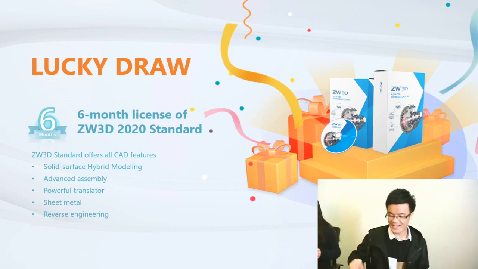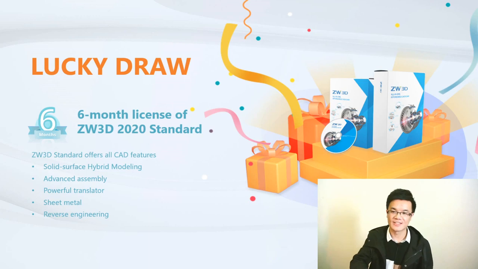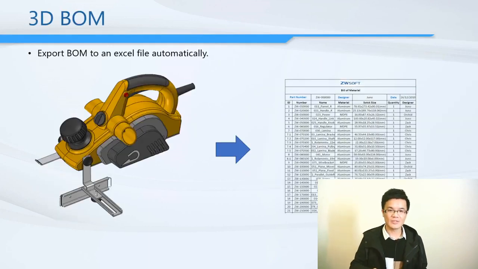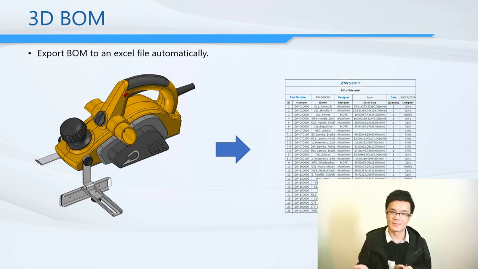Hello everyone, let's continue our introduction of ZW3D. After you finish your assembly design, you may need to export a list to other departments or your customers. At this time, the BOM can help you a lot, because it can list the attributes of the components in it and export it as an Excel file.